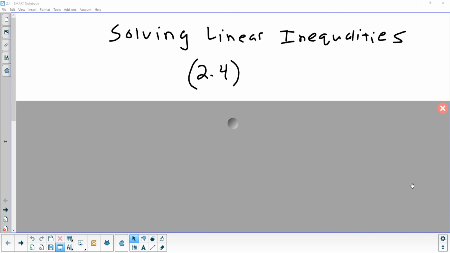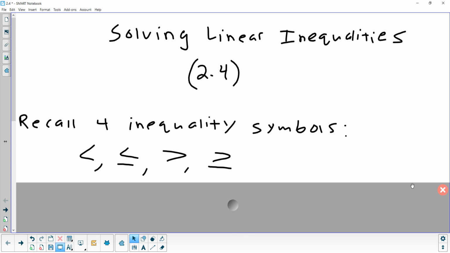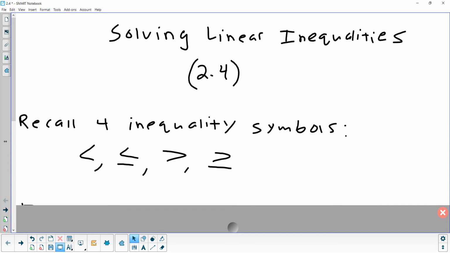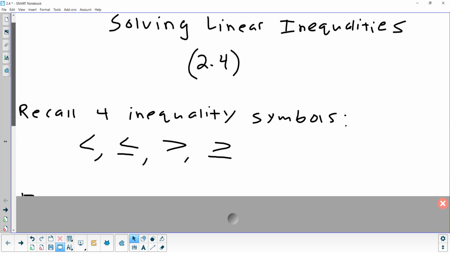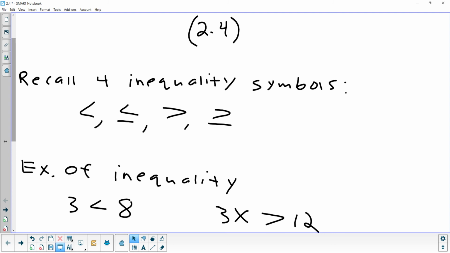All right, so today we're going to take a look at 2.4, which is on solving linear inequalities. Yesterday we solved linear equations. The only difference today is you're going to replace the equal sign with one of these four symbols: less than or equal to, greater than or equal to. And those are both examples of inequalities.